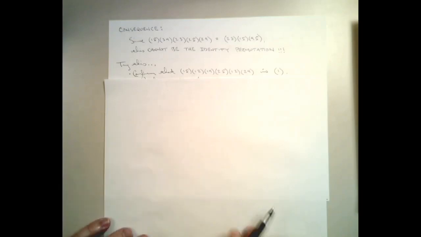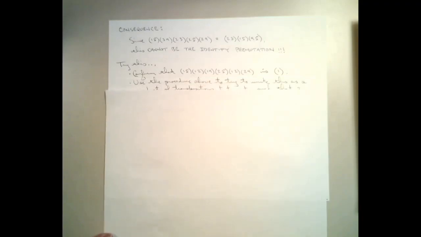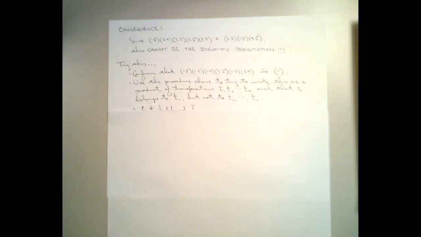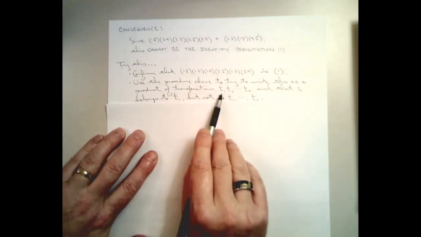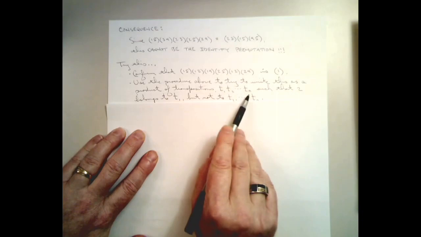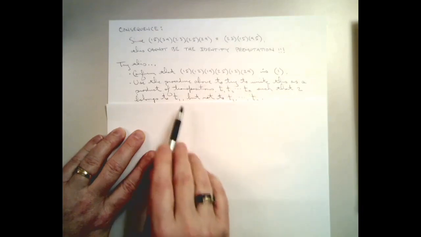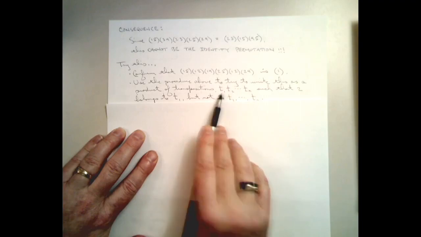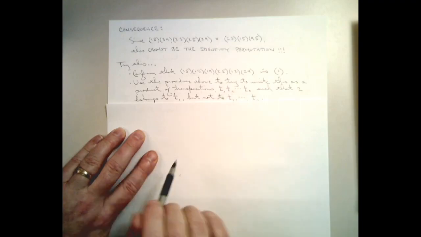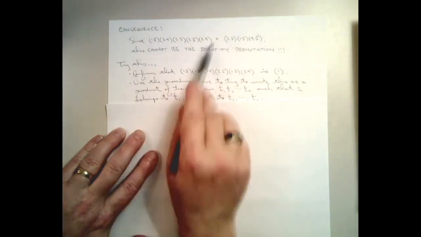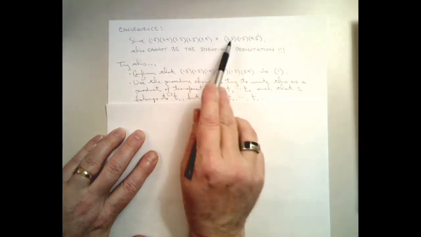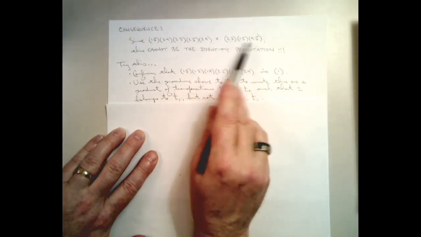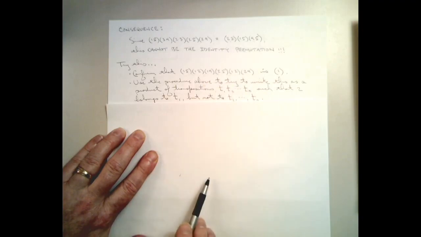Okay, so did you check it out? Does it work? Yeah, it does. All right, so now what I want you to try to do is to use the procedure above to write this as the product of transpositions, T1, T2 through Tn, such that 2 belongs to the first transposition, but 2 doesn't belong to any of the other ones. Just like we did right before, we rewrote our permutation so that 2 appeared in the first transposition, but not in any of the other ones. Give it a try. Let's see if we can do that.